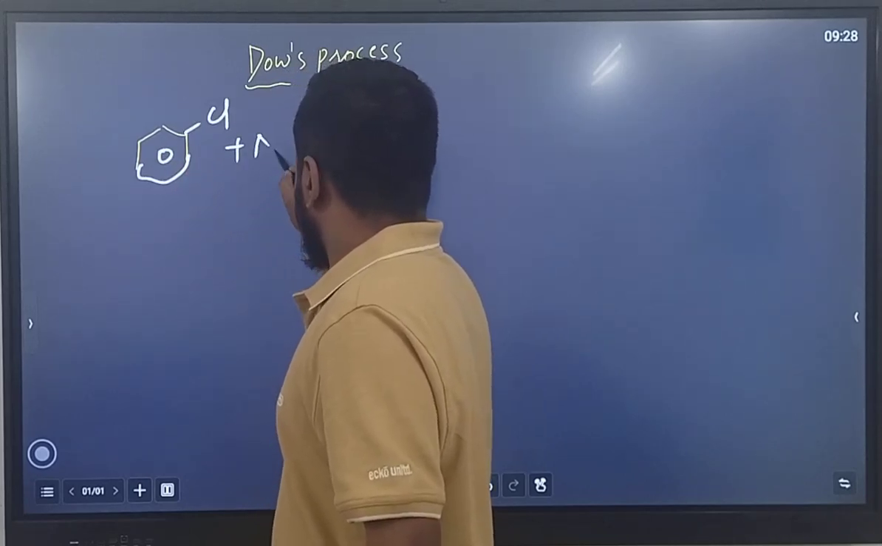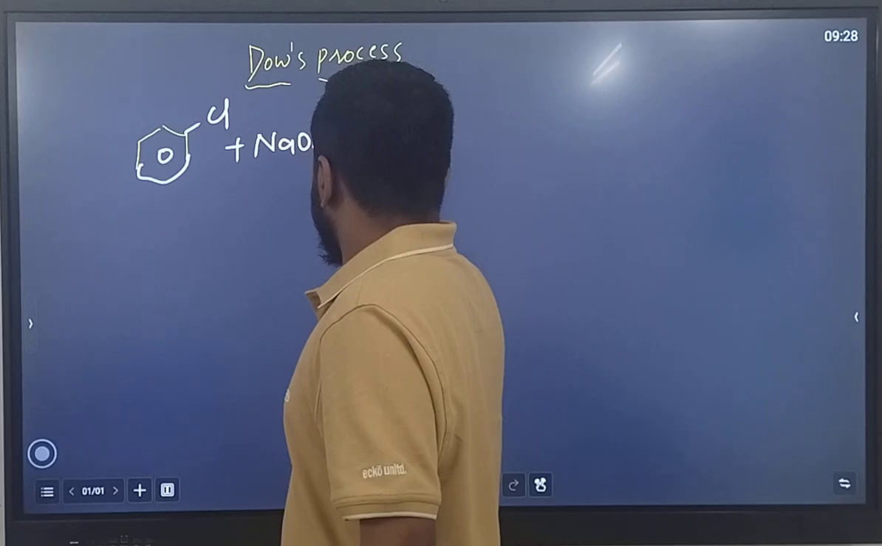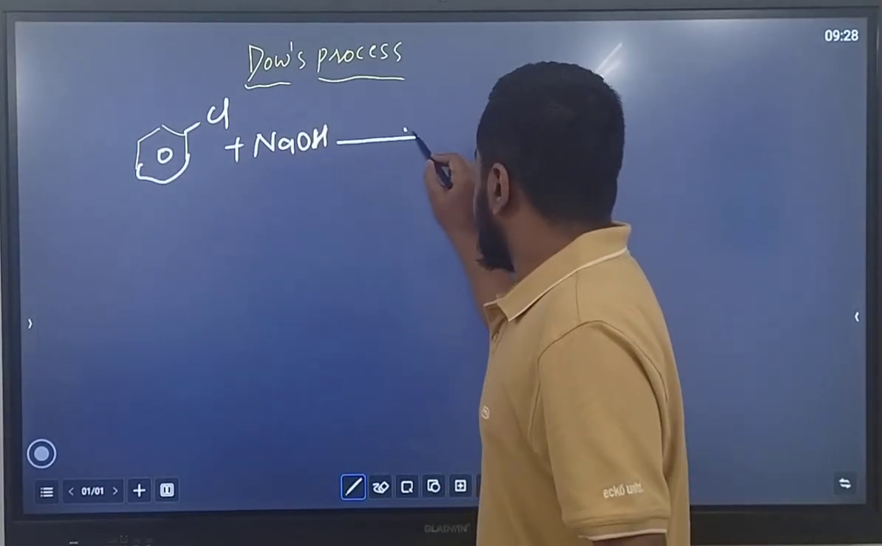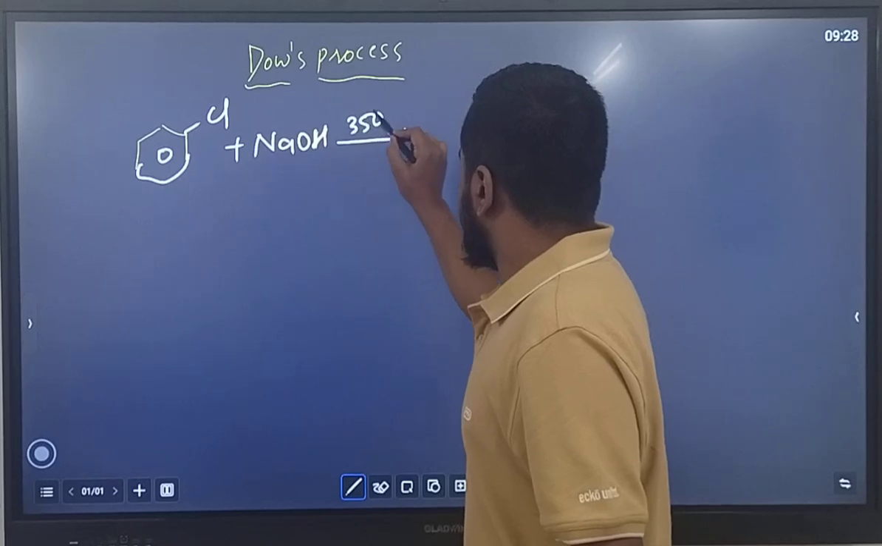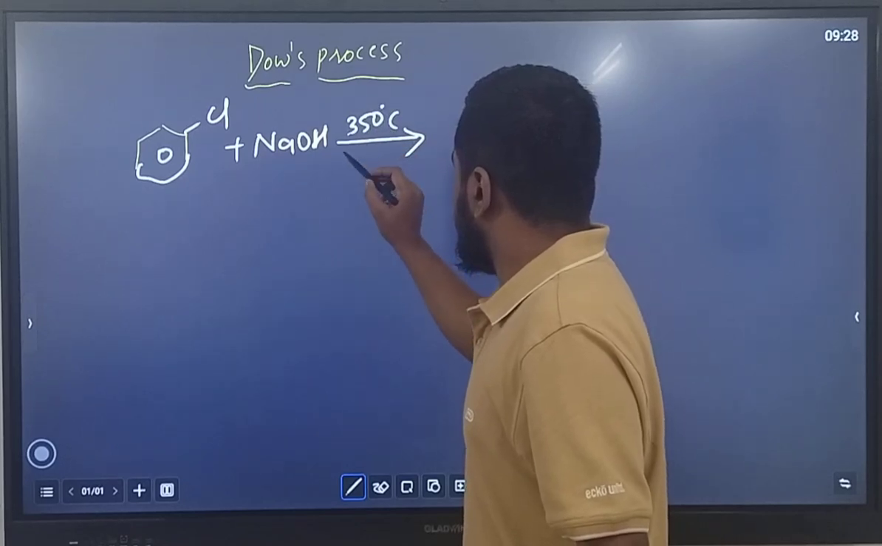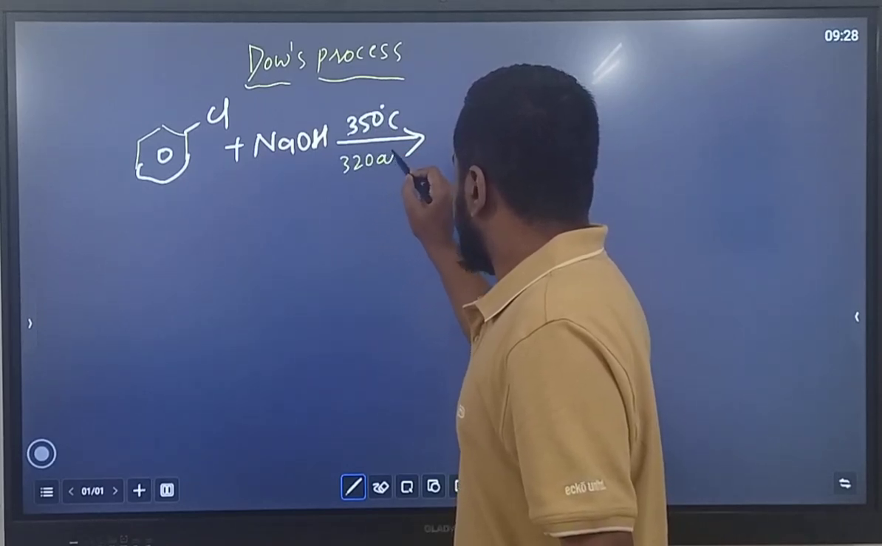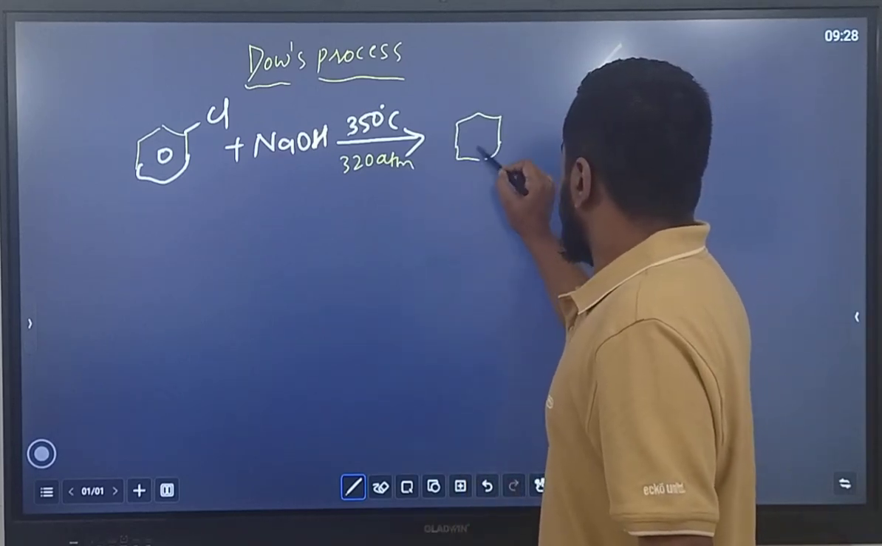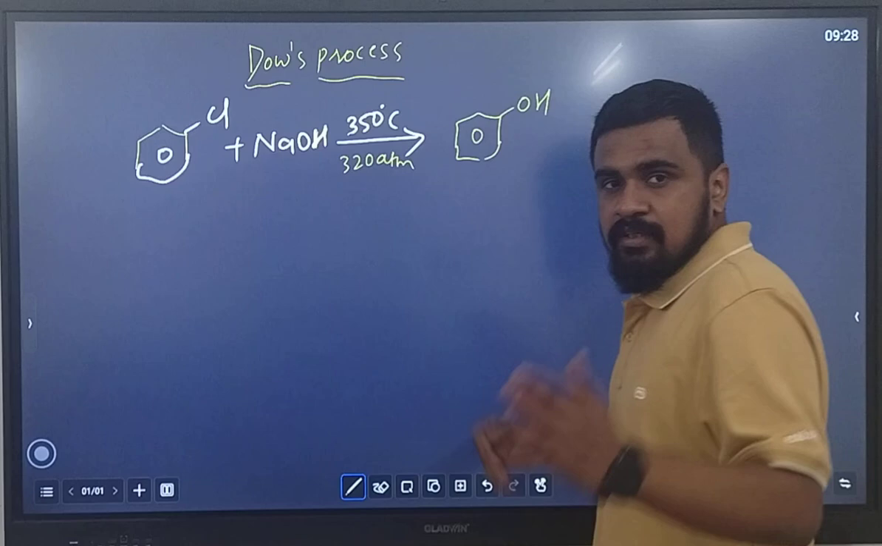Chlorobenzene is fused with NaOH, and a temperature of 350 degrees Celsius and a pressure of 320 atm are used. Phenol is obtained as the product.